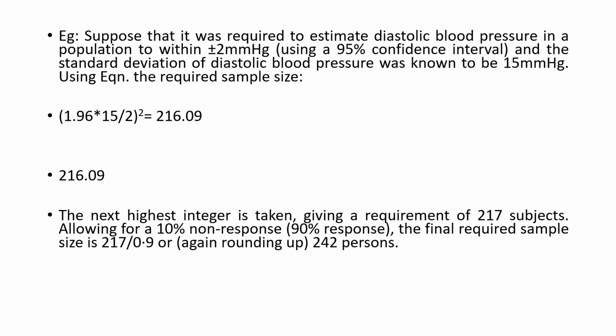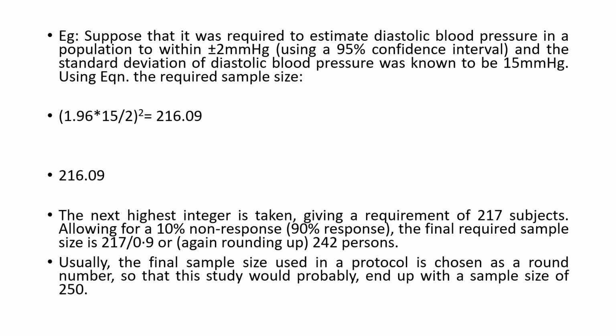The next higher integer is taken. So if the number is coming as 216.09, you need not round it off to the lower side, because this may affect the power of the study or the confidence level which you are going to attain. So you take 217 subjects.